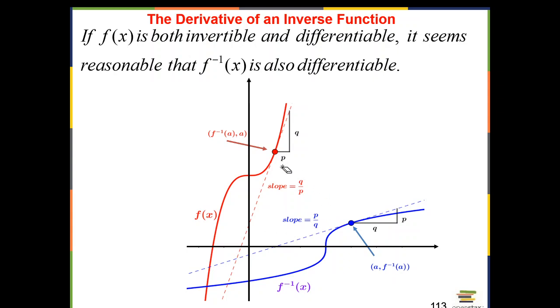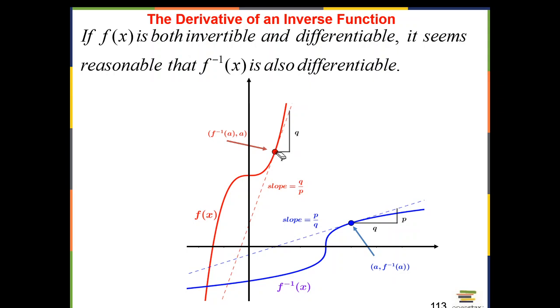And you should also remember that finding an inverse is like switching x and y, right? So the y becomes the input, the x becomes the output. So if we have a point over here, and at this point the slope of the tangent line is q over p. Notice here q is the y value and p is the x value. Not x values, it is a change in x and change in y.